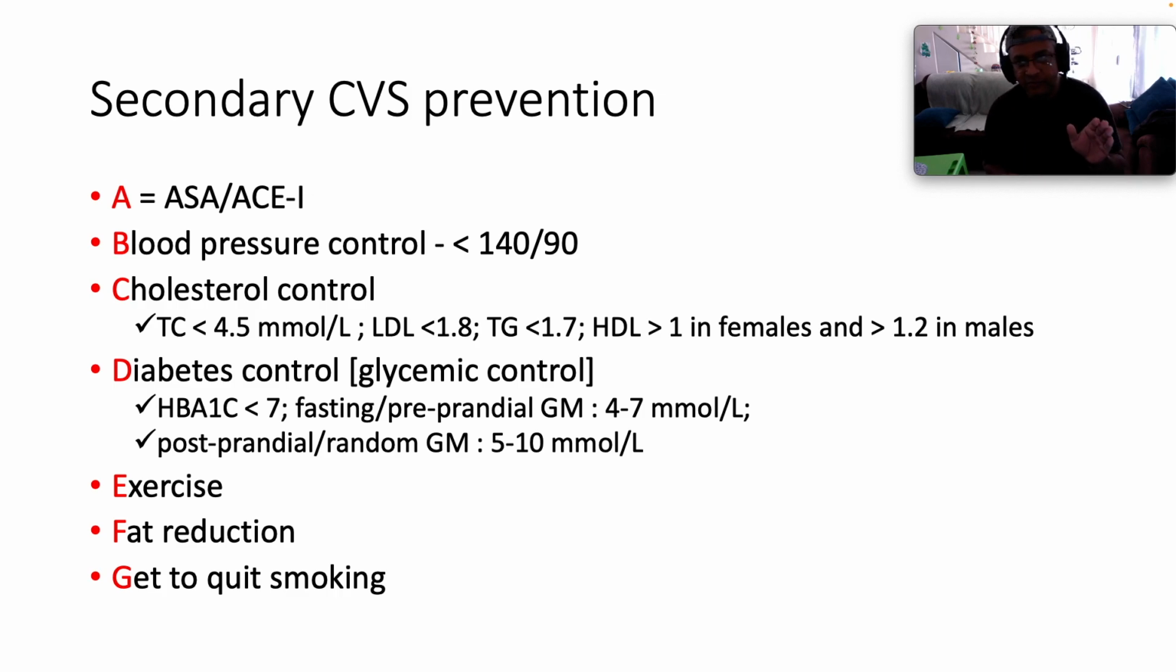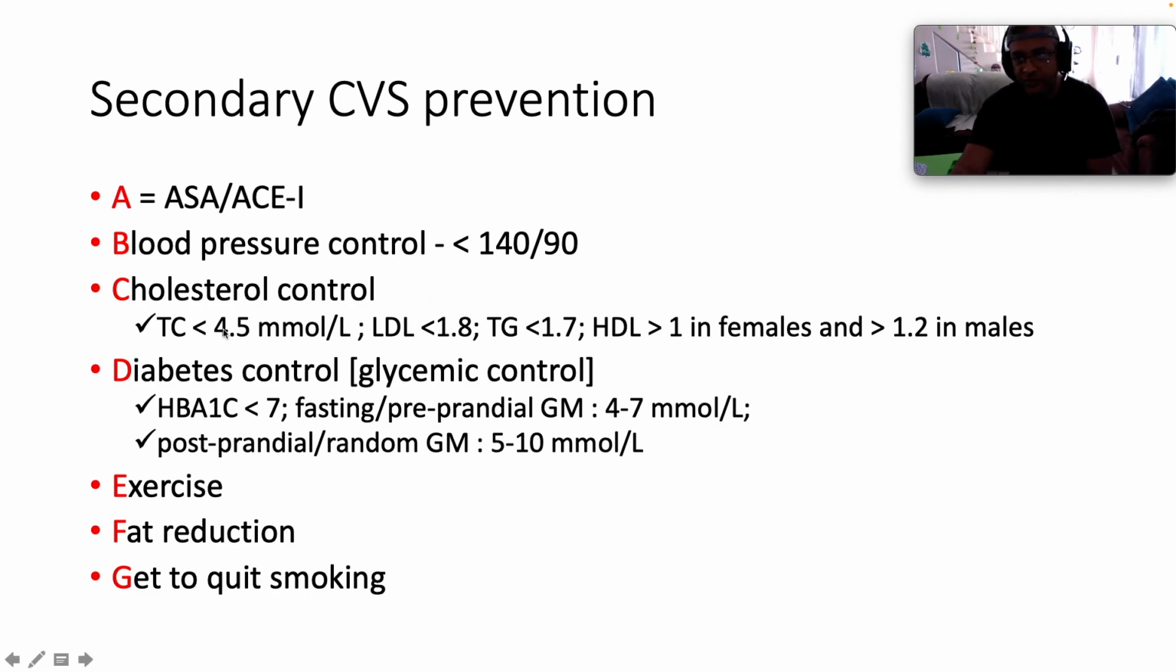But in terms of secondary prevention going forward, we talk about A, B, C, D, E, F, G. So A speaks to antiplatelets, usually aspirin, or you can give clopidogrel if it's a recurrent stroke, or ACE inhibition, which is good because it's antiproteinuric as well as antihypertensive. Blood pressure control, usually we aim for a systolic below 140, diastolic below 90. But if the patient is diabetic with chronic kidney disease, that target is now less than 130/80.